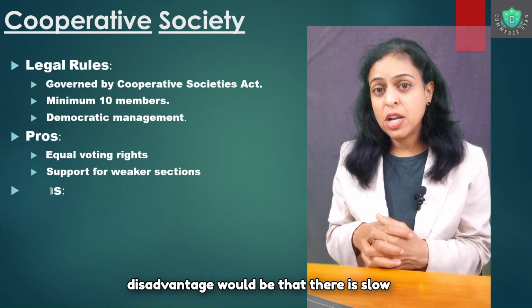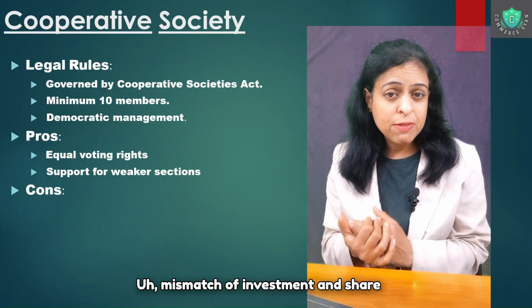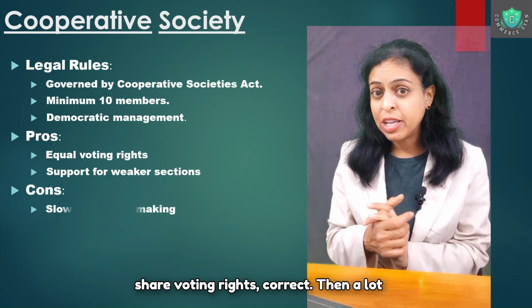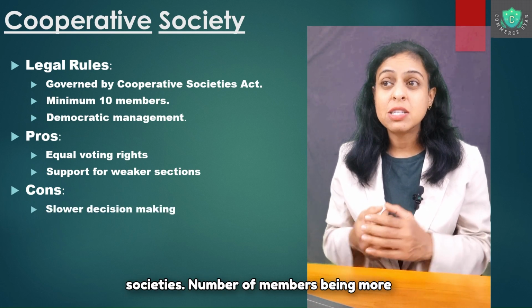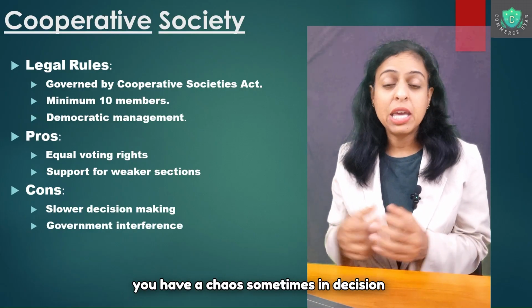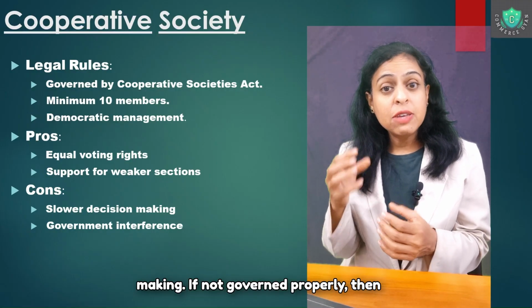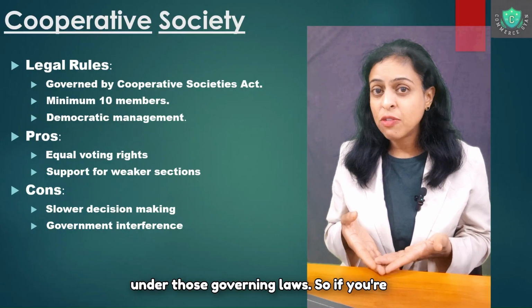Here, the main disadvantage would be that there is slow decision making, wrong decision making, mismatch of investment and share voting rights. Right. Then a lot of formalities also exist for cooperative societies. With the number of members being more, you have chaos sometimes in decision making if not governed properly. Then even government sometimes interferes in the decision making because it comes under those governing laws.